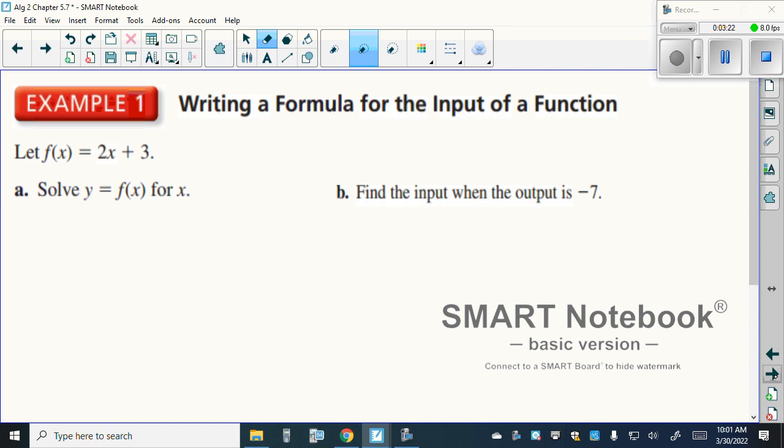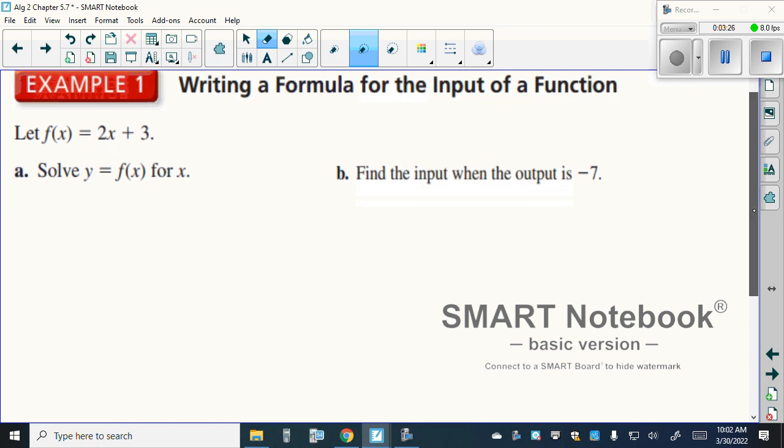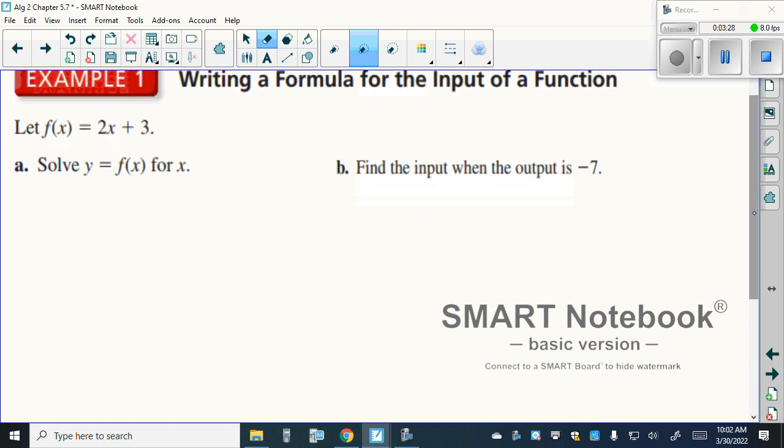Now, we're going to do this first problem the way the book wants it. I find it weird. Ms. Kendall finds it weird that they do it this way, because what we're going to do is solve y, which is f of x, for x.